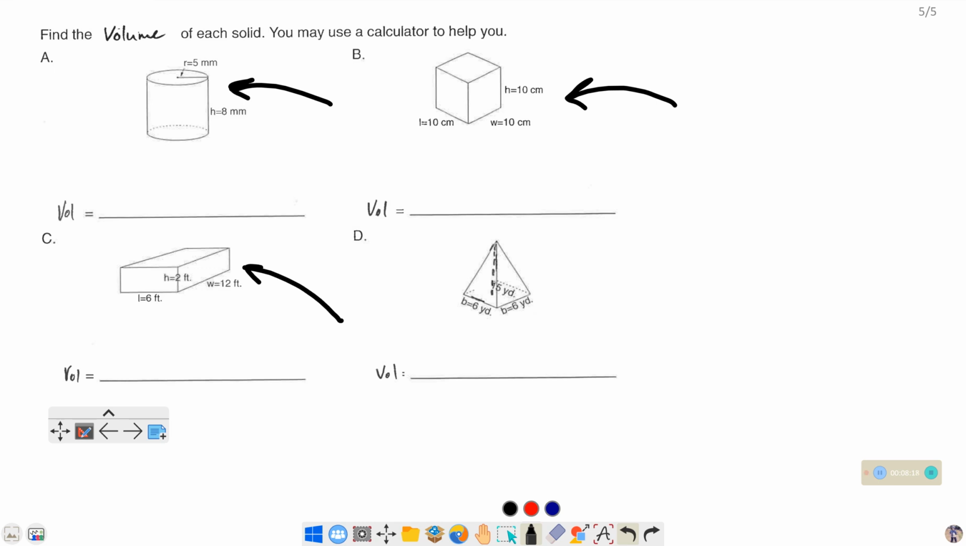The one that we did not practice is technically a pyramid. Now notice, pyramids have a very similar relationship to cones. It is once again 1/3 times the length times the width times the height. Notice that this base happens to be a square. That's okay. You can do 1/3 times 6 times 6 times the height, 15. Now, complete the rest of this page. If you do not finish in class, it will be homework.